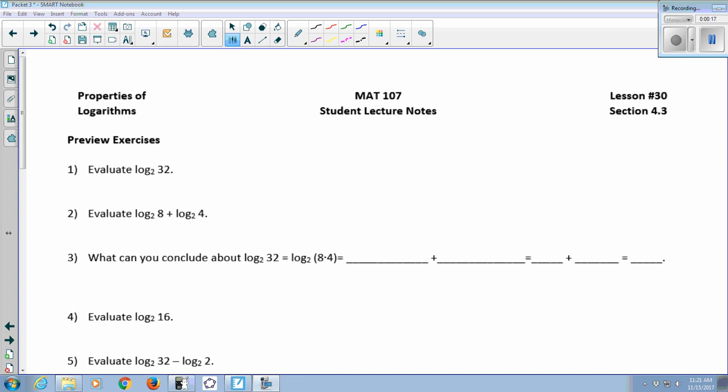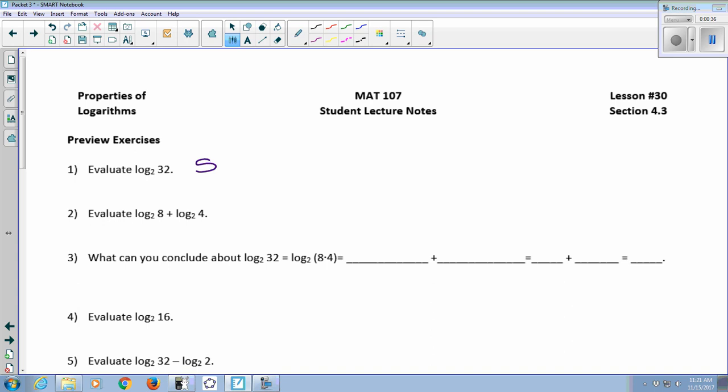So evaluate log base 2 of 32. So that's asking 2 to what power gives 32? So let's see, 2 times 2 is 4, times 2 is 8, times 2 is 16, times 2 is 32. That's 5. So 2 to the 5th is 32. So log base 2 of 32 is 5.